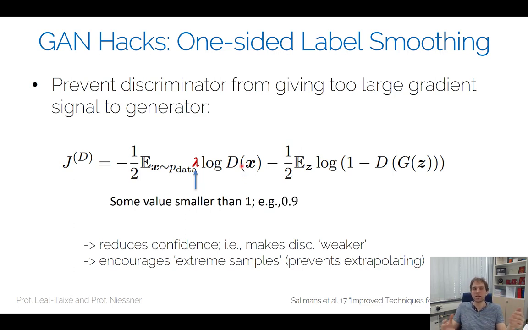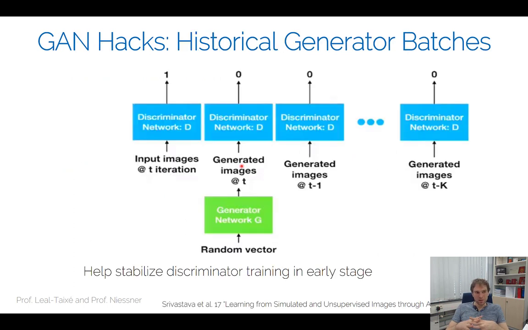This is one-sided label smoothing. This one works reasonably well. You can't do it too extreme, of course. 0.9 is a reasonable number, what people use. Seems plausible. Another thing people do is they use historical generator batches.